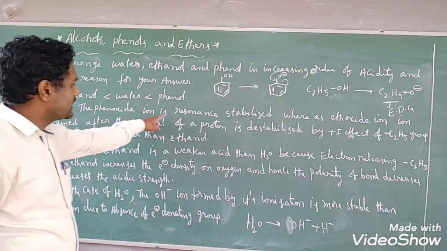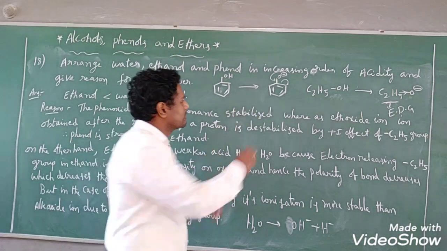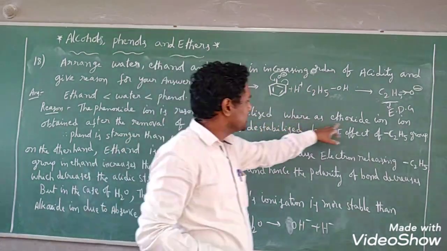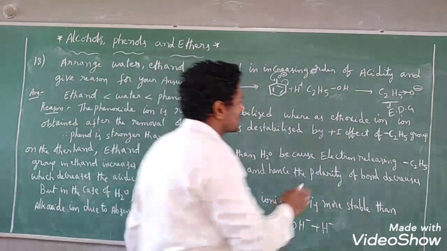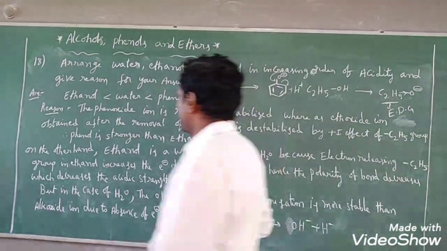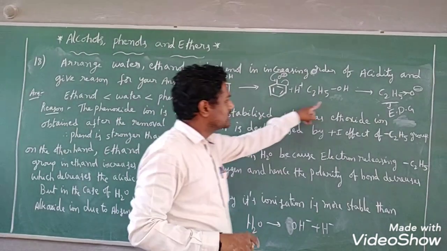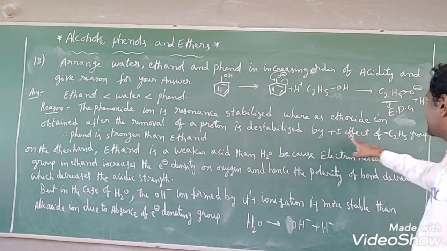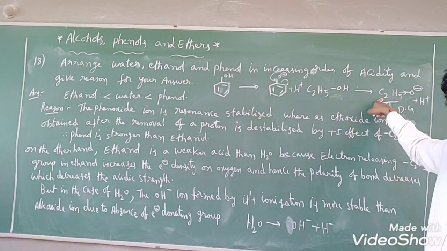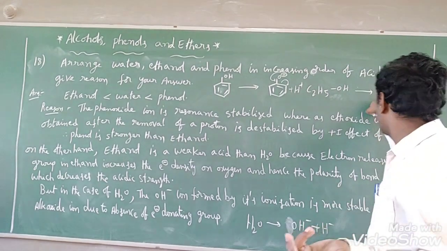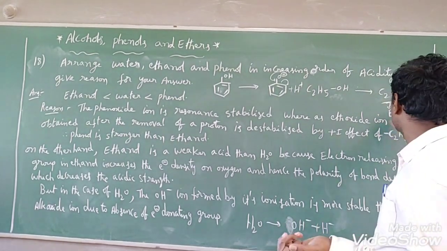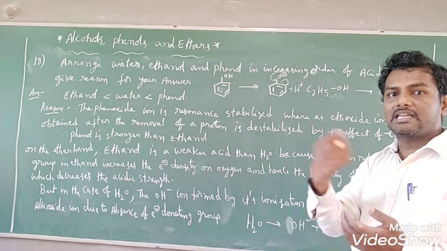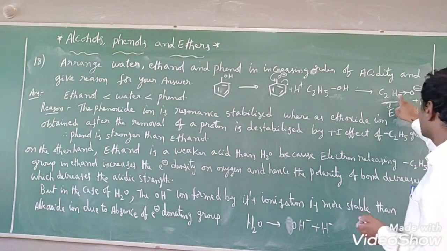Let us see: the phenoxide ion is a resonance stabilizer. After removal of H plus ion, the phenoxide ion we have got is a resonance stabilizer. Whereas the ethoxide ion obtained after the removal of a proton is destabilized by the plus I effect of the C2H5 group. Plus I effect of the C2H5 group means what? Electron donating group, right? Due to the presence of the electron donating group, the electron density on oxygen is still increasing. Instead of decreasing, it is still increasing. So that's why it is destabilized.